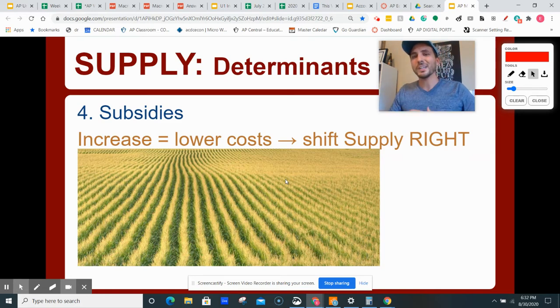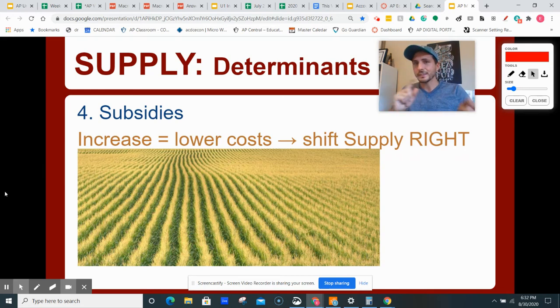So when we have an increase in subsidies, it means businesses are getting money from the government. Does that make them more or less costly to do business? Well, it's less costly. When it's less costly, supply shifts right. If we decrease subsidies, then that means money I used to expect from the government, I don't get anymore, which makes it more costly for me to do business. We're going to be less profitable. As a result, I'm going to shift the curve to the left.